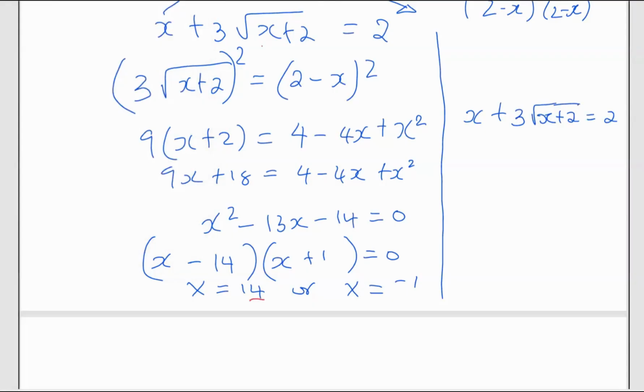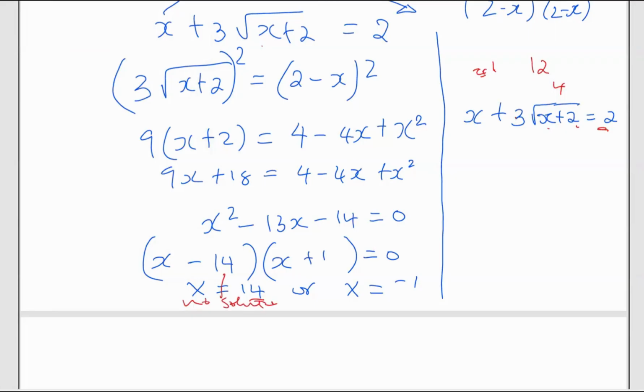So if I use 14, I know that 14 plus 2 is going to be 16. Square root of 16 is going to be 4. 4 times 3, that is already 12. And then 12 plus 14, that's like a 28. And on my right-hand side, I only have a 2. So I'll cross this out and say that it's not a solution.